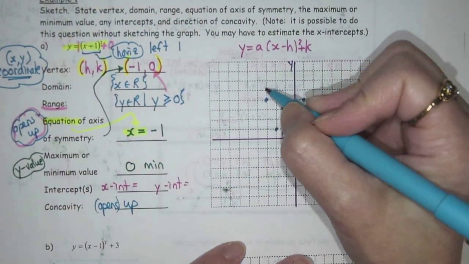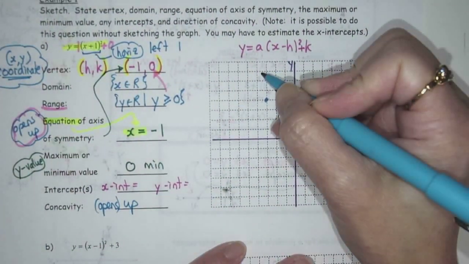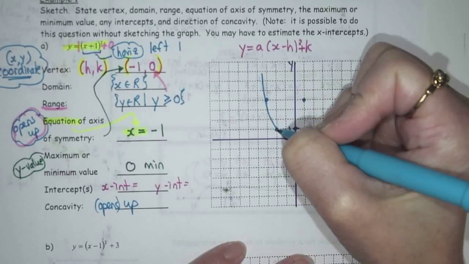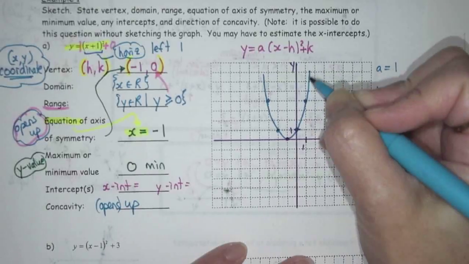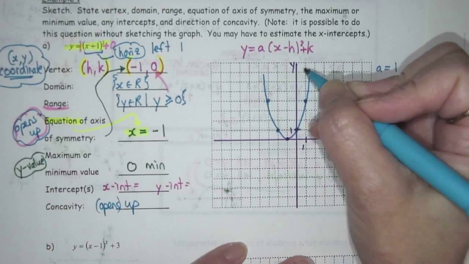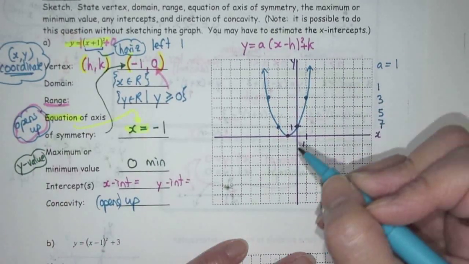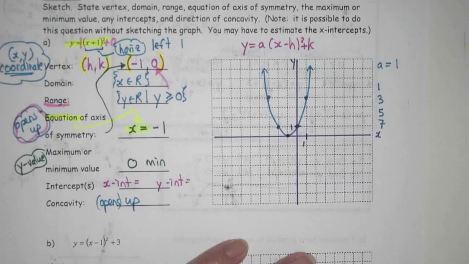Okay, but this is my parabola. So we're going to try to draw it with a bit of a curve to it. Like that. And don't go too wide because we just want to keep it going straight up. Okay, there you go. That's good enough.